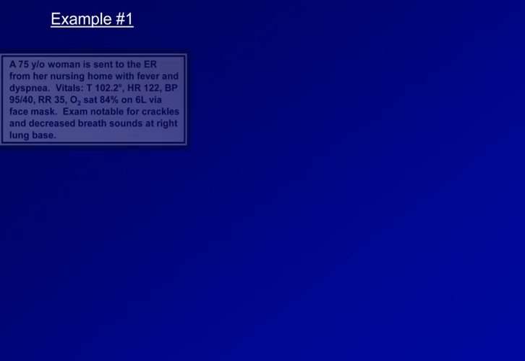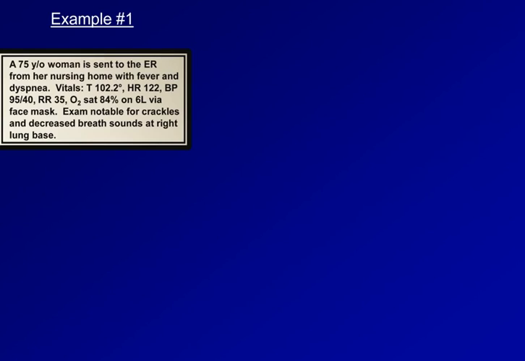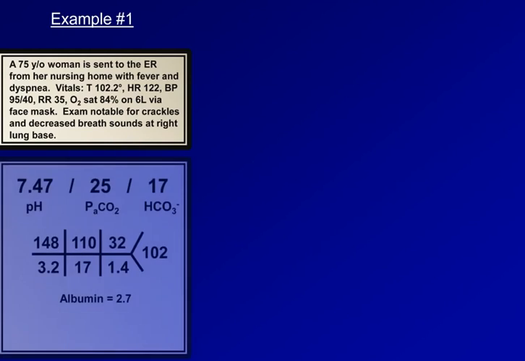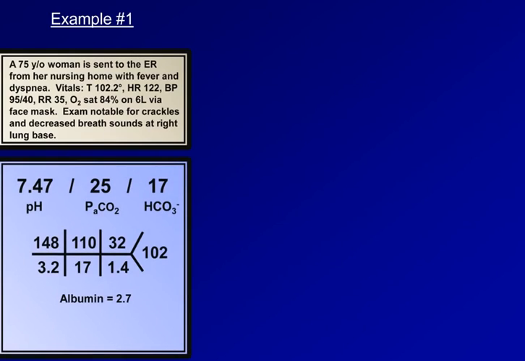Example 1. A 75-year-old woman is sent to the ER from her nursing home with fever and dyspnea. Her vitals on arrival are temperature 102.2, heart rate 122, blood pressure 95/40, respiratory rate 35, and O2 saturation 84% on 6 liters of oxygen delivered via a face mask. The remainder of her exam is most notable for crackles and decreased breath sounds at the right lung base. Here is her pH, PCO2 and bicarb, along with a basic chemistry panel and serum albumin.